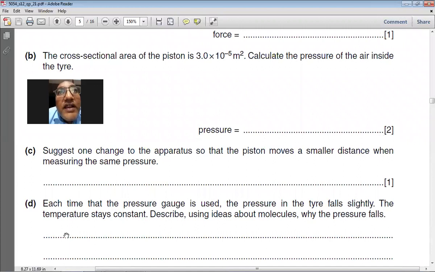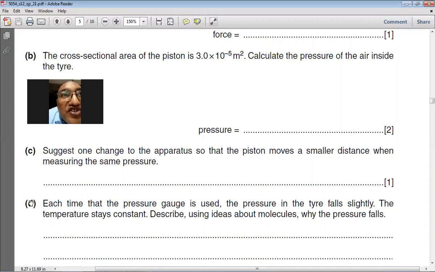The cross-sectional area of the piston is 3 times 10 to the power minus 5 meters squared. Calculate the pressure of the air inside the tire. So we know the force which was exerted, that is 14 Newton, and we now know the area of the piston, 3 times 10 to the power minus 5 meters squared. We want to calculate the pressure. The formula for the pressure is force divided by area. P equals F divided by area. Just put these values and you will get the pressure.